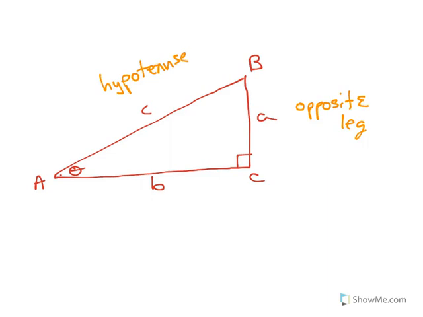And then B, we're not going to call B opposite because B is not across the triangle from angle A. It's actually right next to, and another word for right next to is adjacent, so we call that the adjacent leg.